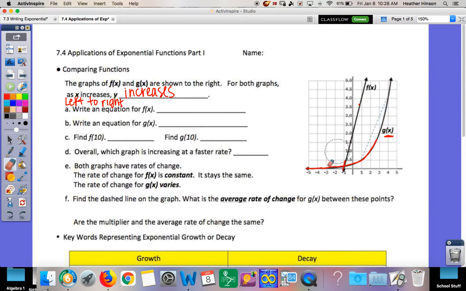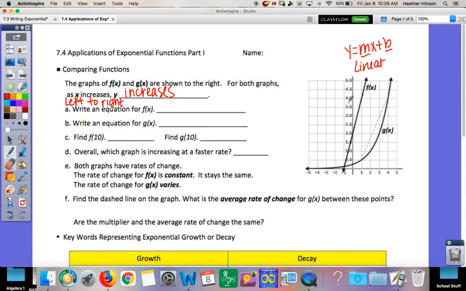So for both of them, as x increases, y increases. Okay, write the equation for f of x. To write the equation, first you need to know what type of function you're looking at. What type of graph is this line? Well, that's a linear graph. So what type of equation is linear? What's your basic equation? Y equals mx plus b. So we need to find m, your slope, and we need to find your y-intercept b.